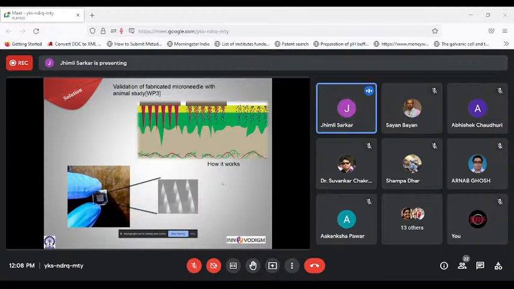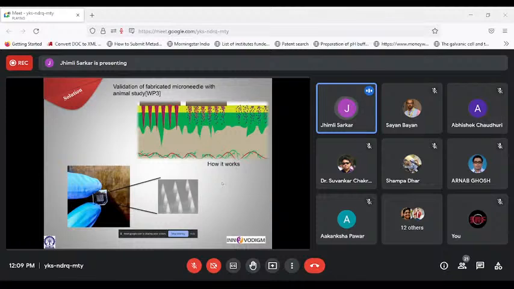Now, why is this more efficient in producing antibody? Because under the skin, there are more antigen presenting cells than in intramuscular injection. So we expect that in a smaller dose, the vaccine can evoke more immunogenicity.